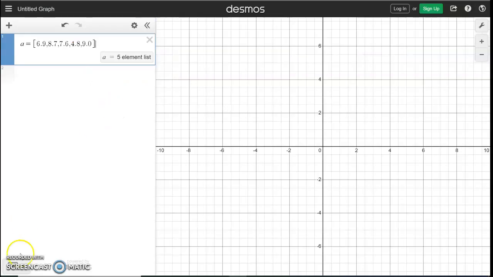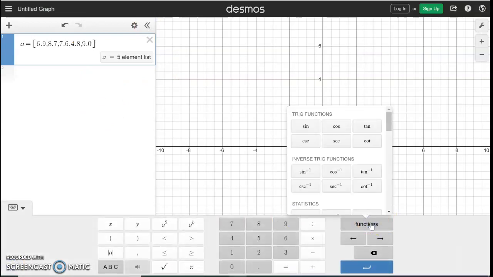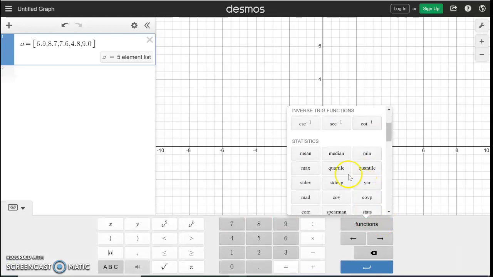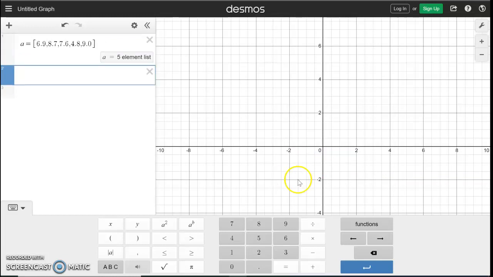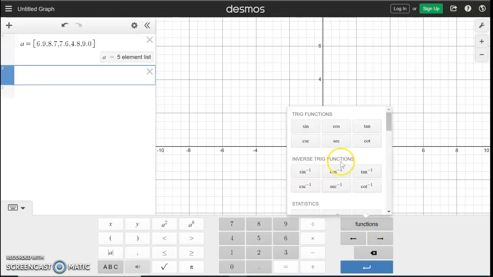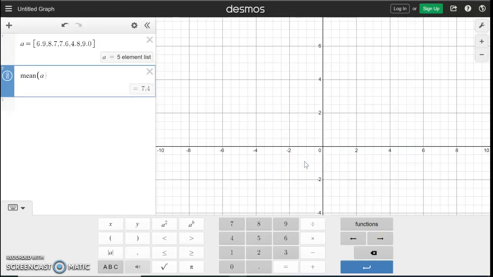From this data, you click the show keypad, and then function, find the mean. I think I need to do it in a separate one. So function, and then find the mean, just click this one, and then the A. The mean there is 7.4.